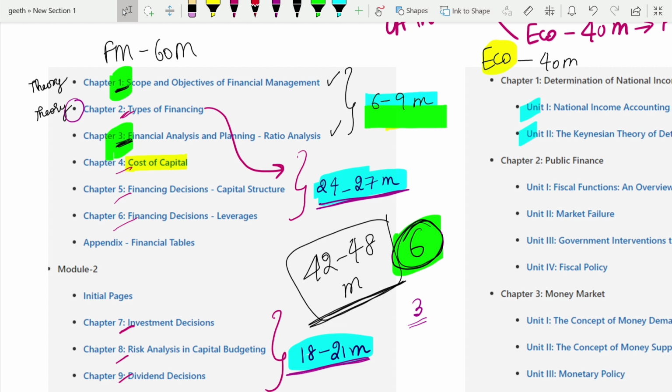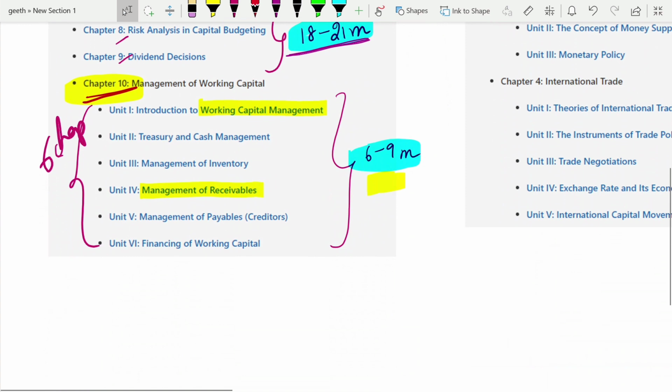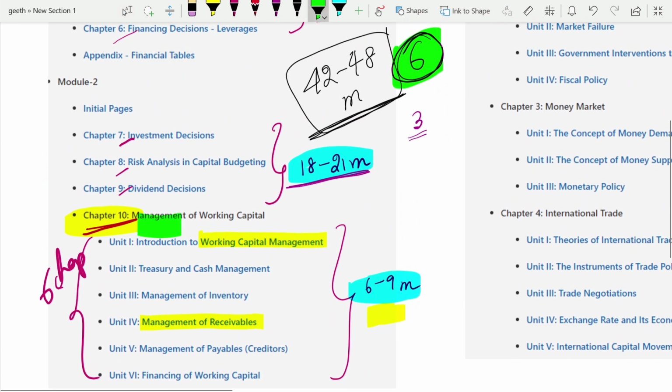And then you will study your chapter number 1 and 3, which is ratio and another theory chapter. And finally, you can study your management of working capital. Okay, so this is the order which you can follow to gain good marks in the exam.